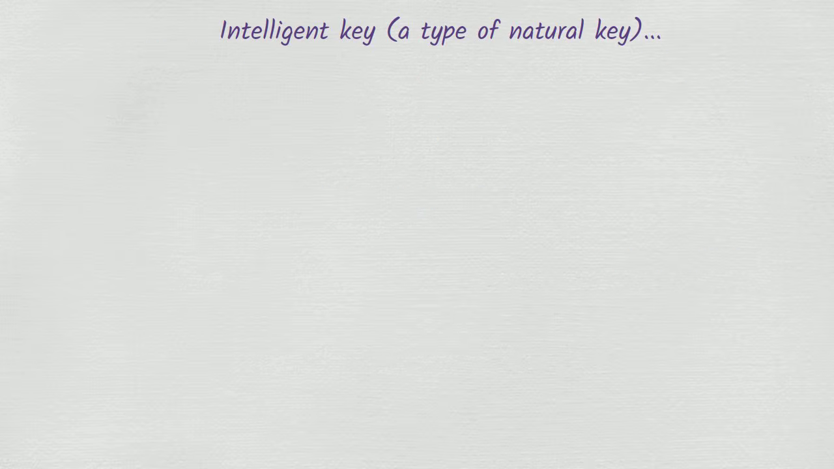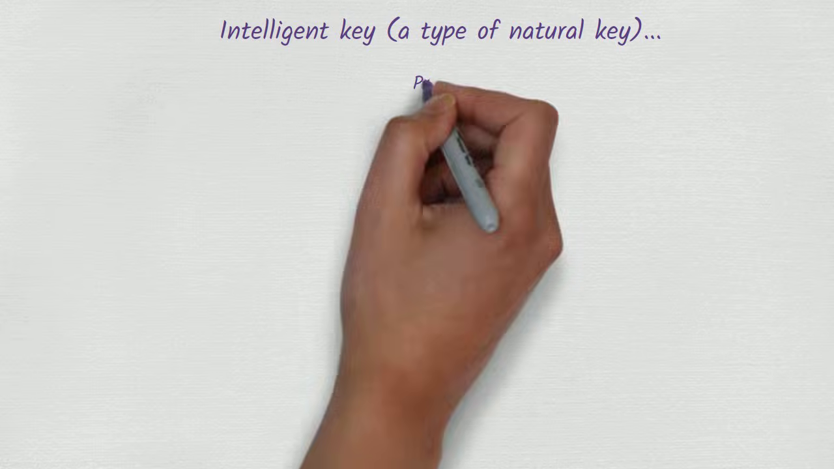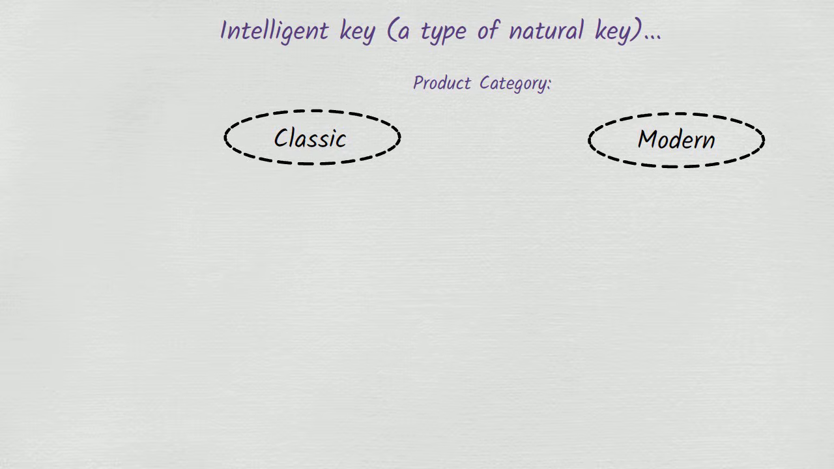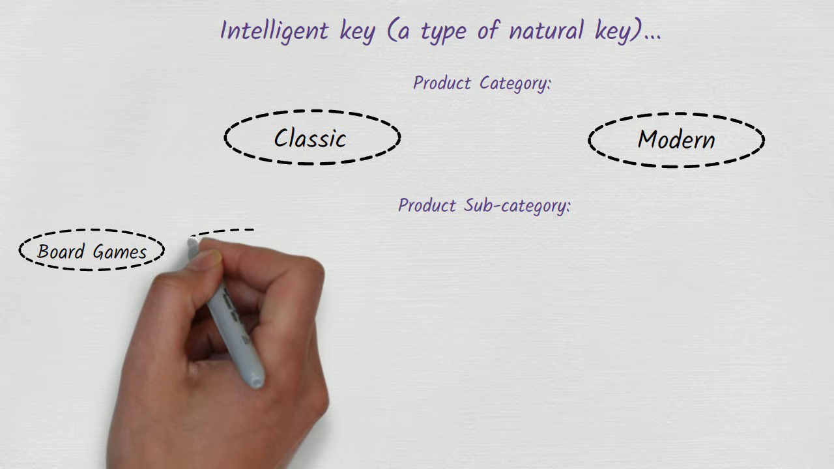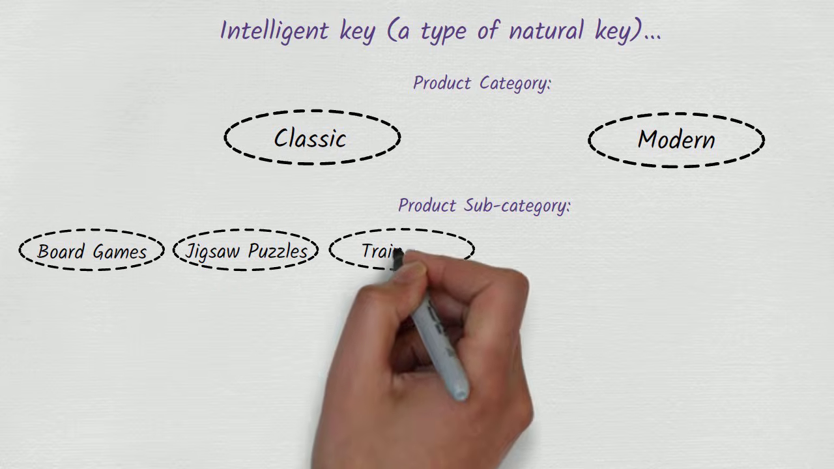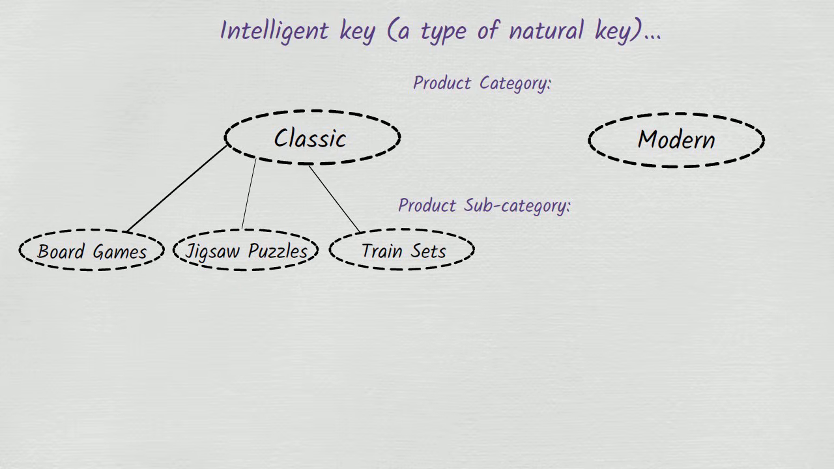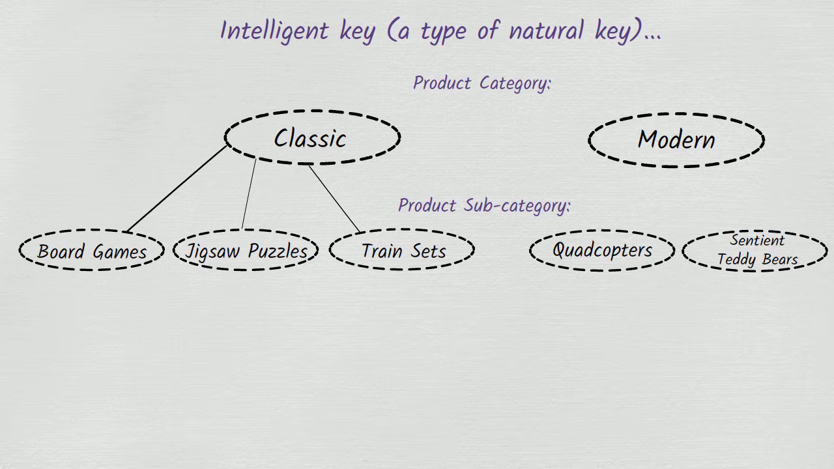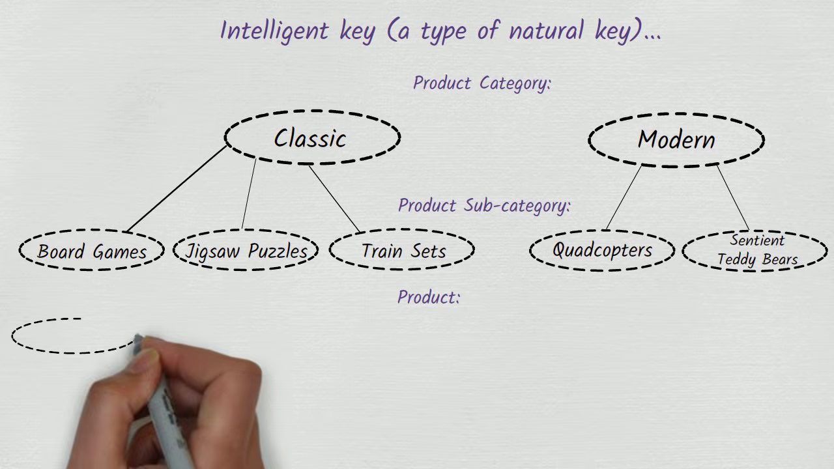An intelligent key is a particular type of natural key. Let's suppose we're a company that makes children's toys. We have a standard way of classifying the toys that we produce. At a high level, we have two product categories, classic and modern. Each product category is subdivided into product subcategories. The classic category has three product subcategories, board games, jigsaw puzzles, and train sets. The modern category has two product subcategories, quadcopters and sentient teddy bears. And finally, within each product subcategory, we have individual products, each represented by a product code.